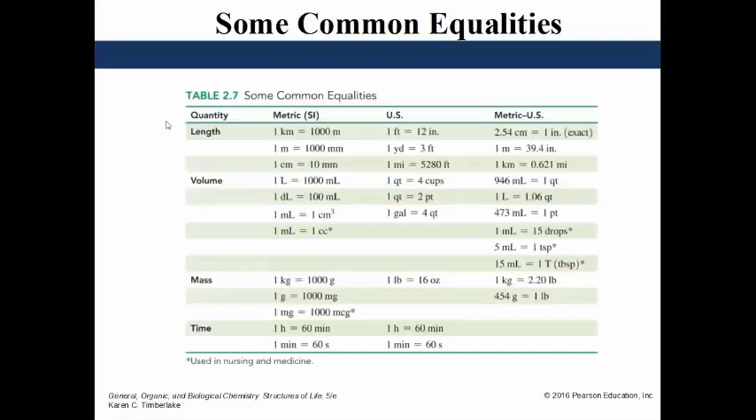Here are some common equalities, both for the metric system and then what we use here most often, the English system in the US, and then the equivalency between those two. 1 kilometer is 1,000 meters, 1 meter is 1,000 millimeters, and so on. 1 foot in the US equals 12 inches. Let's see, 1 yard equals 3 feet. 1 mile is 5,280 feet, and then below are the measurements for mass and volume and so on.